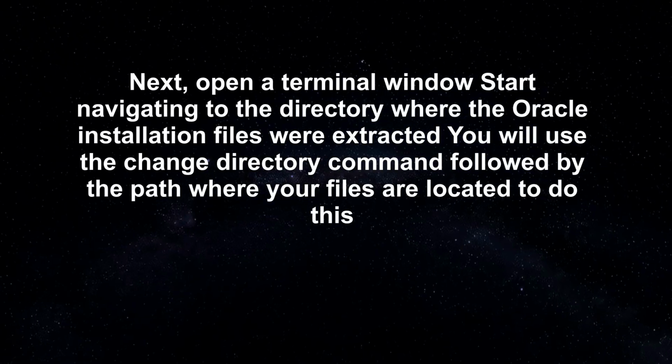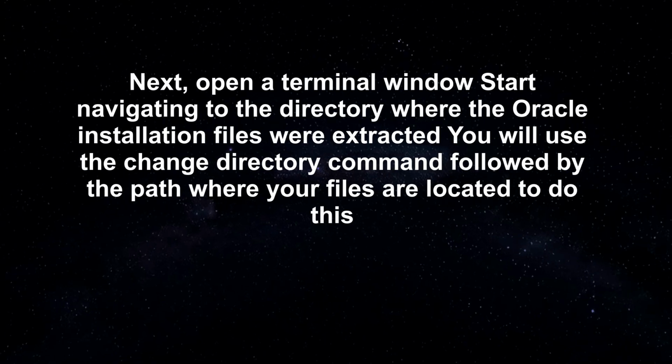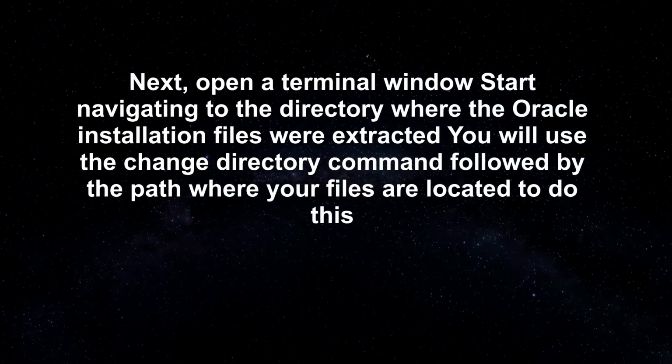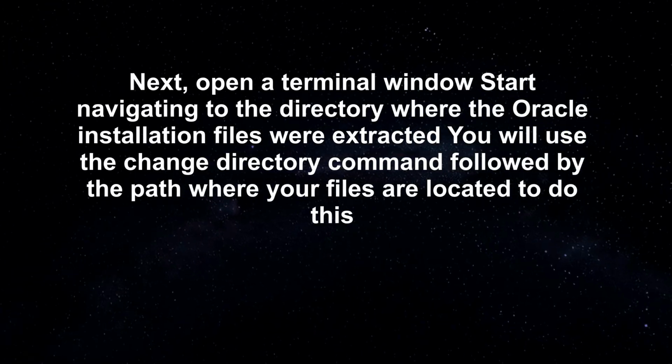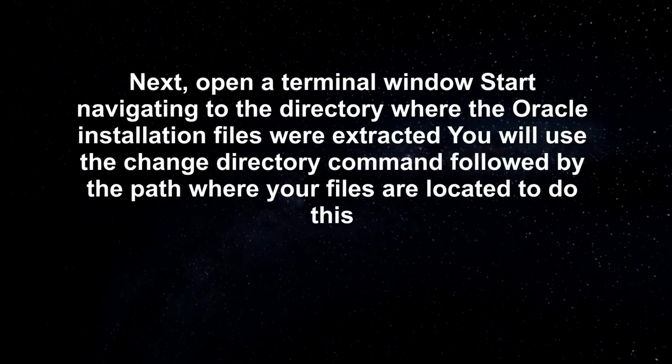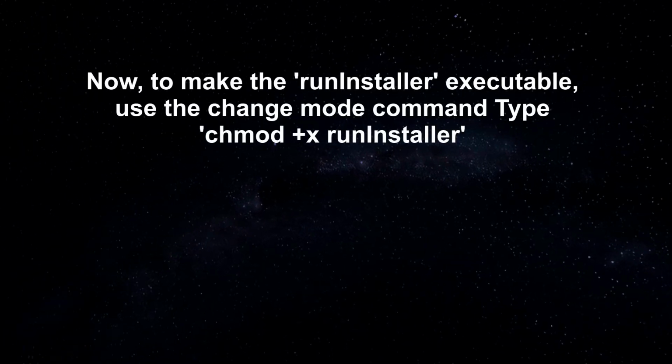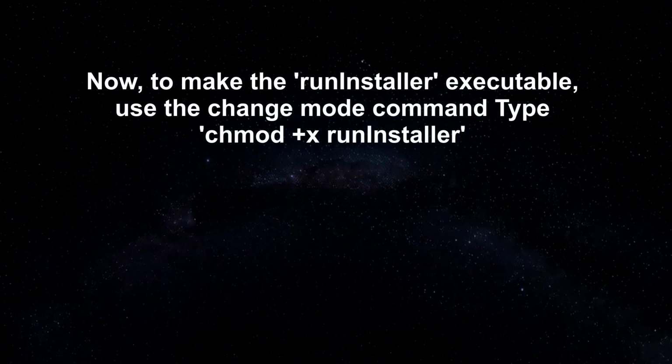Next, open a terminal window. Start by navigating to the directory where the Oracle installation files were extracted. You will use the change directory command, followed by the path where your files are located, to do this. Now, to make the runInstaller executable, use the change mode command. Type chmod +x runInstaller.